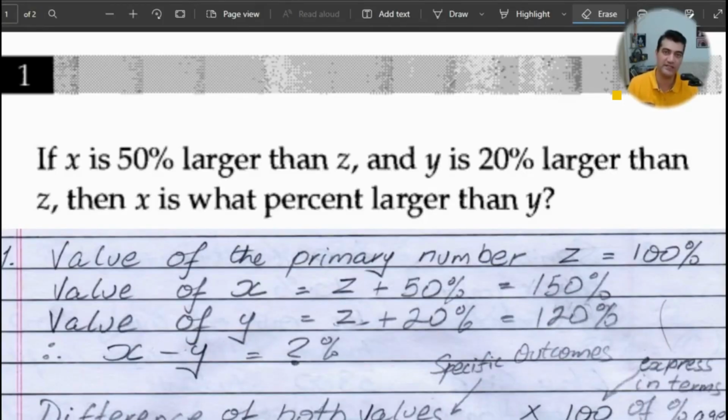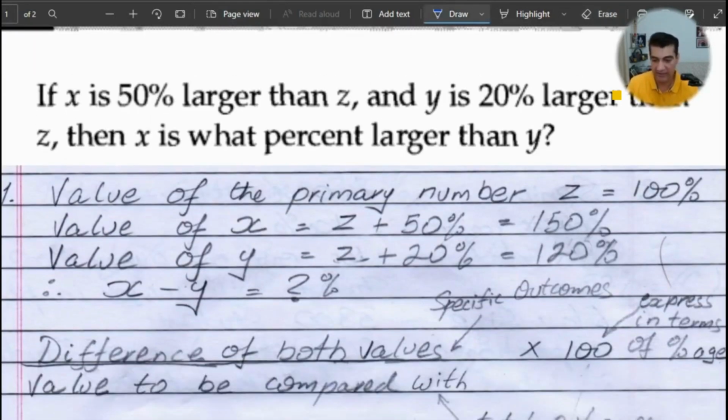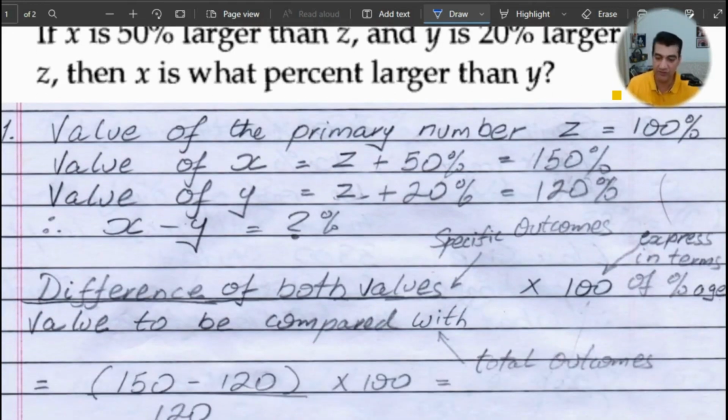So let's go over a classic example. Let's see how we would go about solving it. If x is 50% larger than z and y is 20% larger than z, then x is what percent larger than y? So we will take the value of the primary number, which is z, at 100%.